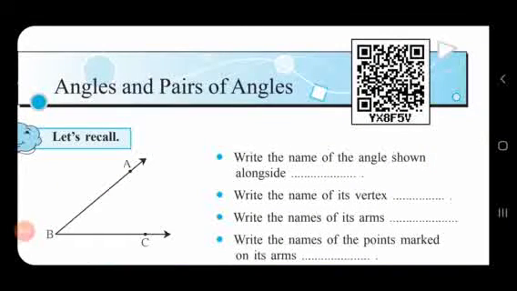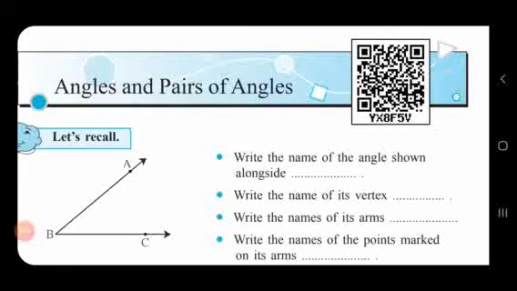So here some questions related to this angle are asked. See, the name of this angle will be either angle ABC or angle CBA or angle B. In this way we can write the names for this angle. Name of its vertex. Vertex means the common point between two rays, and here that point is B.